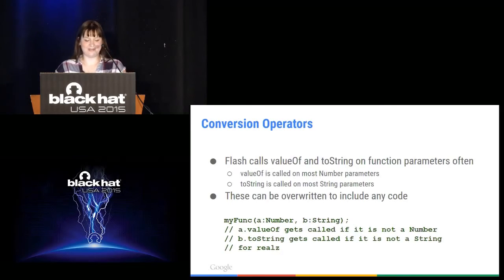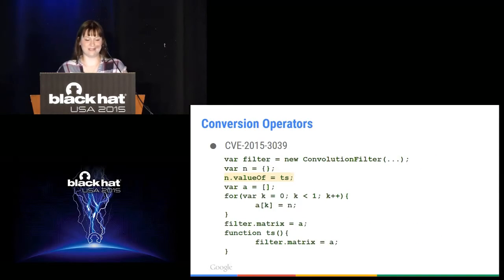And what's really interesting in ActionScript is if you call a function, for example, where one parameter is a number and then the other parameter is a string, a lot of the time, if you provide something that's not a number as the first parameter, it'll call valueOf on it. And if you provide something that's not a string as the second parameter, it will call toString on it. So this can cause a lot of interesting bugs.